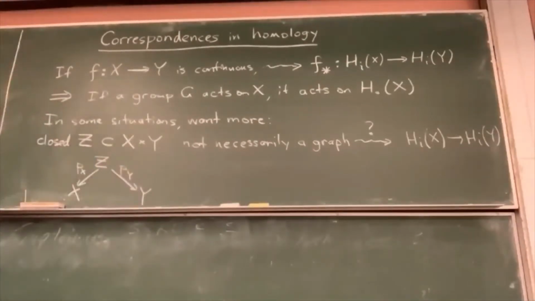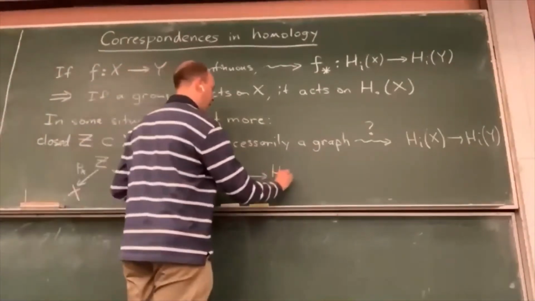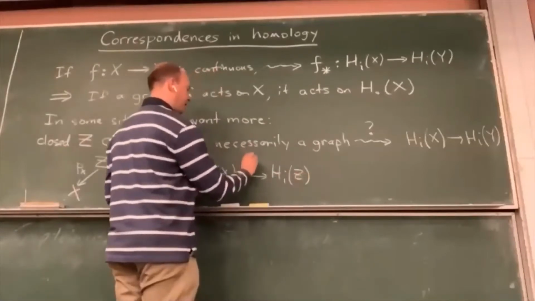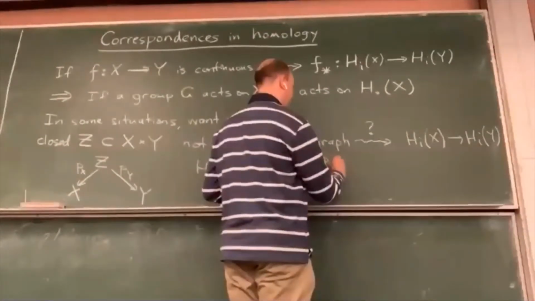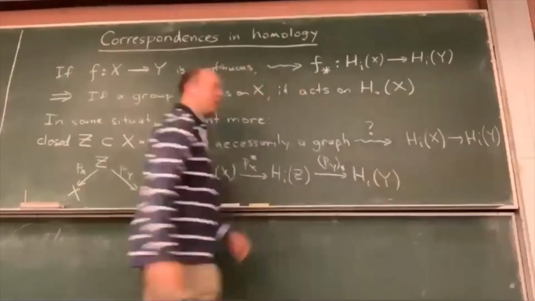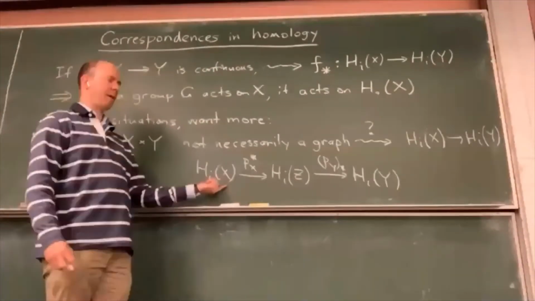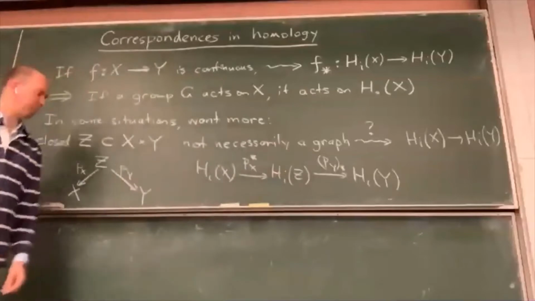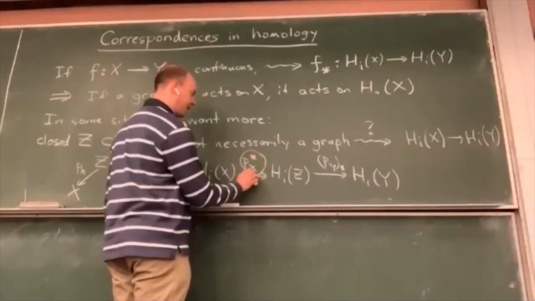you would like to construct a map from homology of X to homology of Y, which is essentially pullback followed by push forward. So you'd like to say that you can first pull back through the projection to X and then push forward through the projection to Y. And that's how your closed subset Z defines a map from the homology of X to the homology of Y.